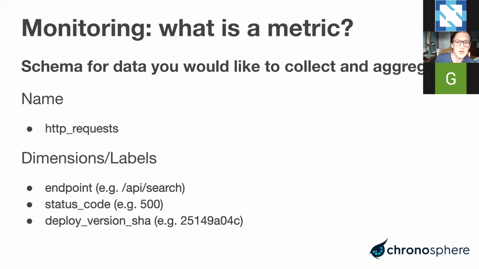Cool. So to dive into that first piece, what even is a metric? Very abstractly and simply, one could think about a metric as a generic schema for data that you would like to track and collect and aggregate over time. A tangible example of this for an actual engineer might be counting the number of HTTP requests. So the name of this metric would be HTTP requests.